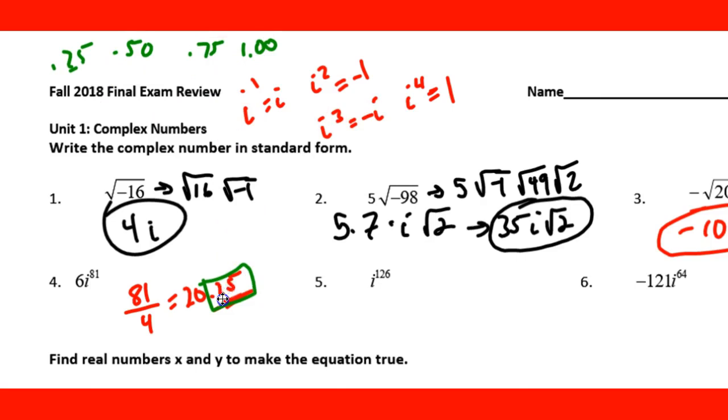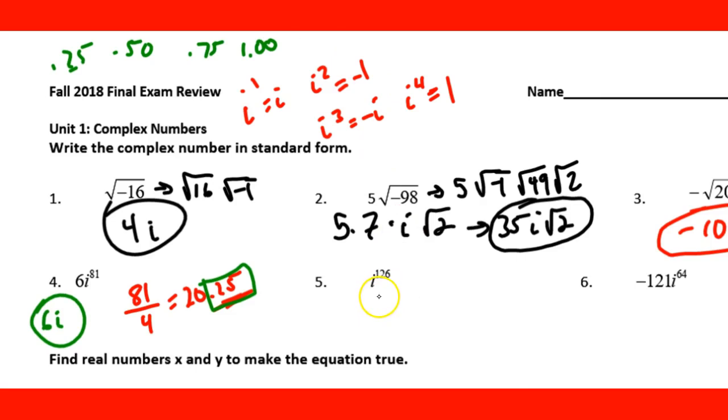So because it's 0.25, i to the 81 is going to be this 1/4. So i to the first is i. That means i to the 81 is i. So I have 6 times i. You gotta use the quarter method, it makes it really simple.